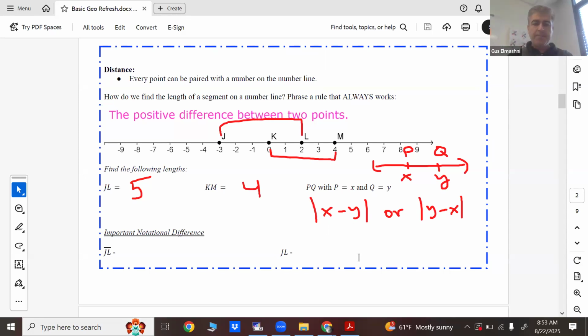So let me type this up. Absolute value guarantees a positive result or positive output. That's probably a better way of saying it. Guarantees it.